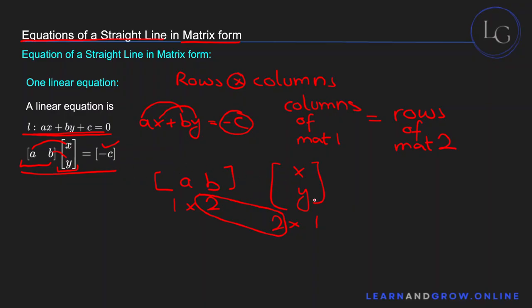And now again, you must remember that the remaining two numbers will give you the order of the resultant matrix, and that must be 1 cross 1. And that is indeed 1 cross 1 over here. So A into X, AX, plus B into Y, BY, is equal to minus C. And that is indeed what we have accomplished.